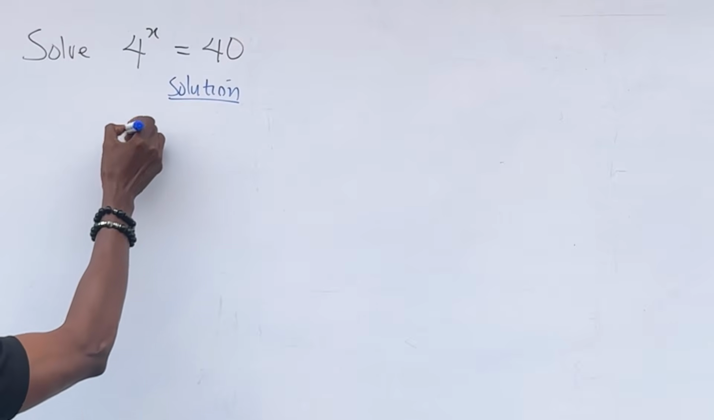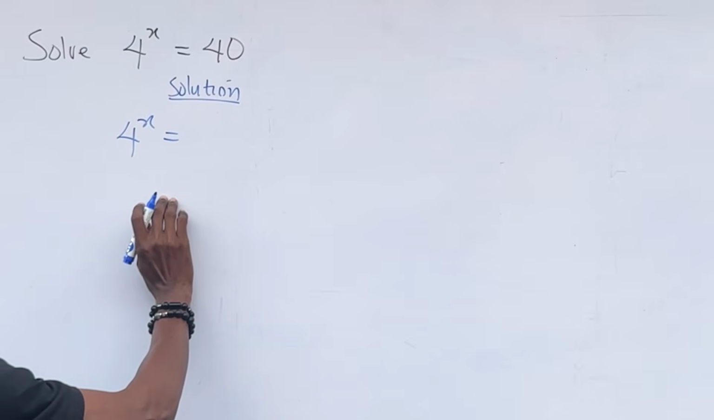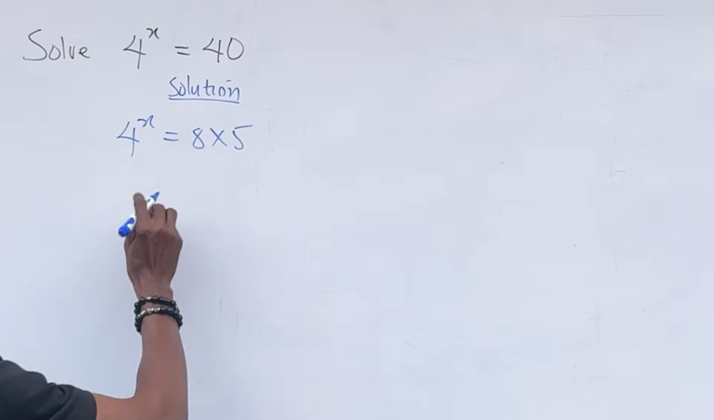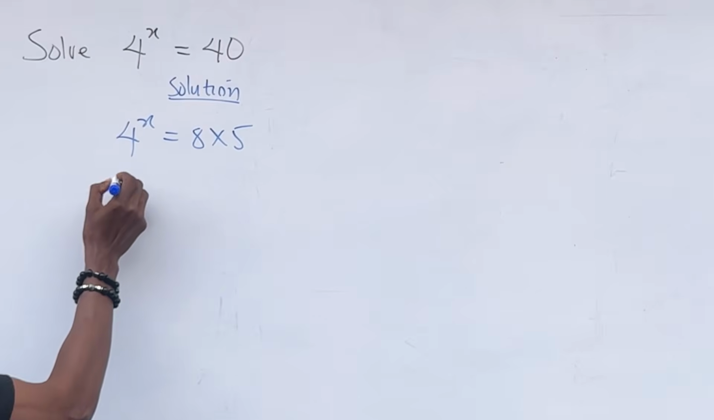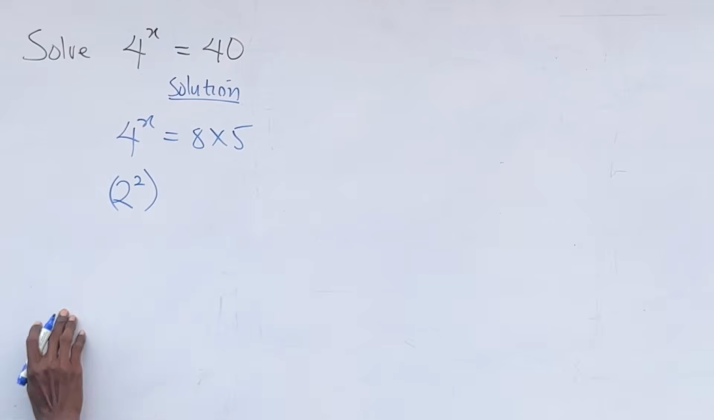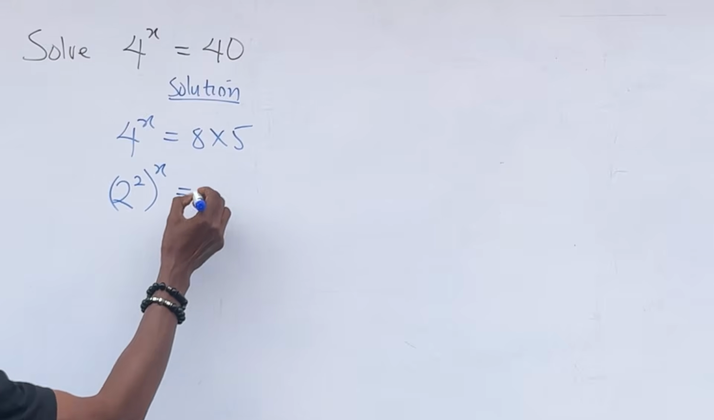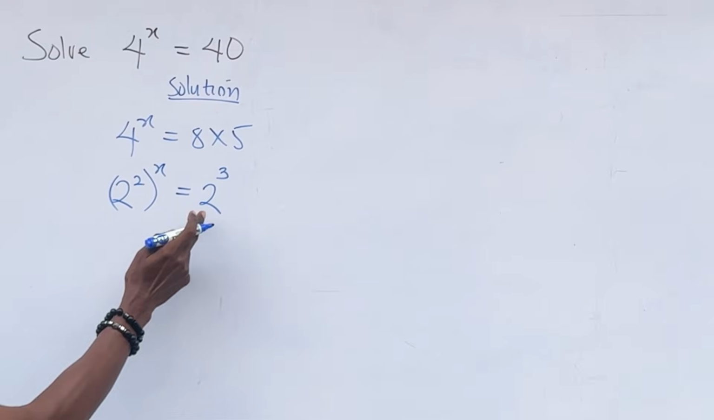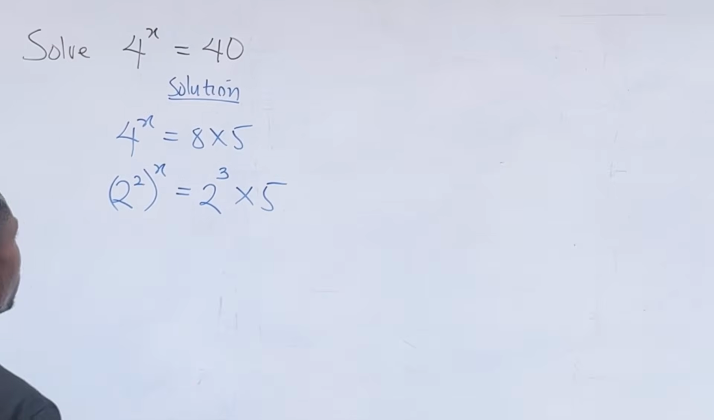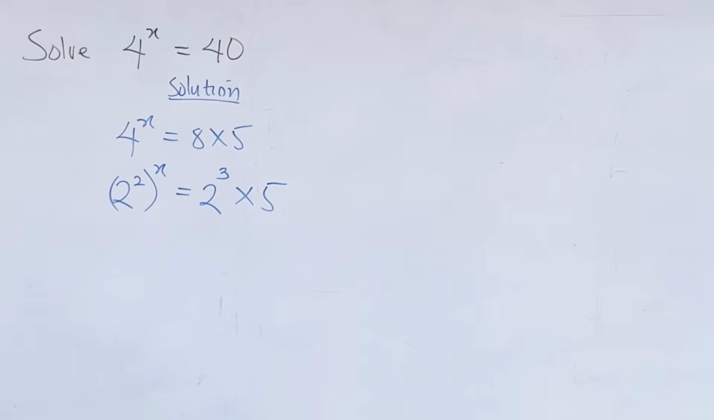So what we have here is 4 raised to the power x equals 40, which is, let's say, 8 multiplied by 5. Yes, 40. Now 4 itself can be written as 2 squared, with x as our power. 8 can be written as 2 raised to the power 3, so 2 to the power 3 is 8, multiplied by 5. So we've broken it down to the smallest numbers. Okay, so what do we do from here?